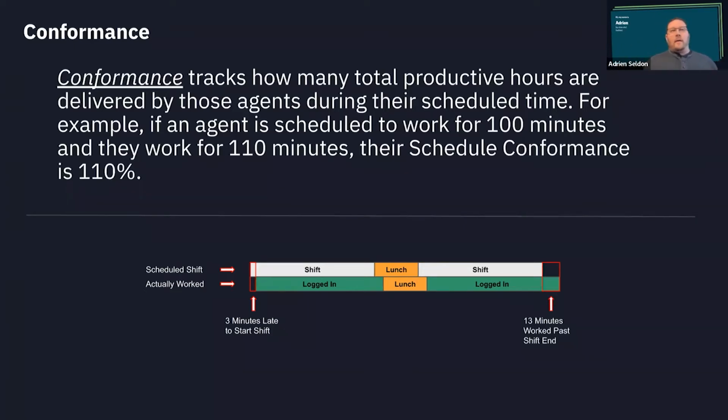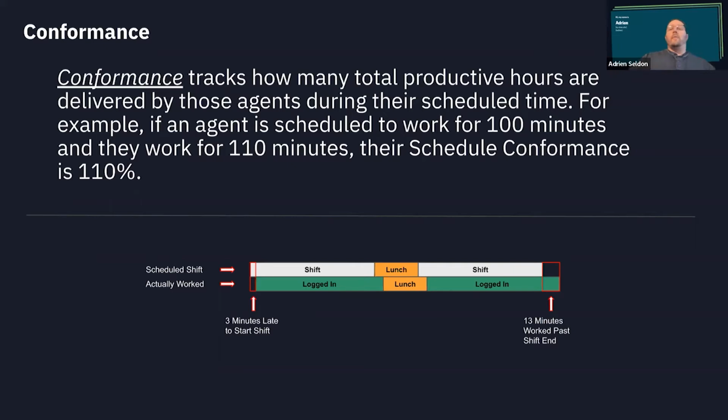So for example here, if you've got an agent scheduled to work 100 minutes, and they work for 110 minutes, their schedule conformance is 110%. It's interesting here, conformance is one of the metrics that can go over 100%, and that's not a problem. So let's take a look at that same example that we had here. We have your scheduled shift and the actually worked shift as well. The agent was 3 minutes late to start.